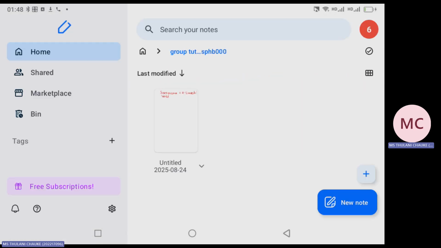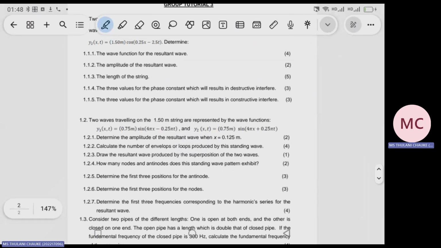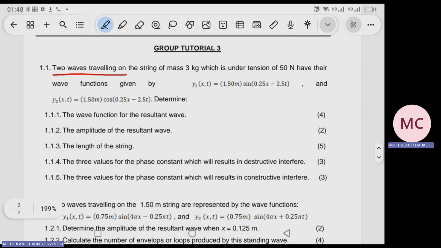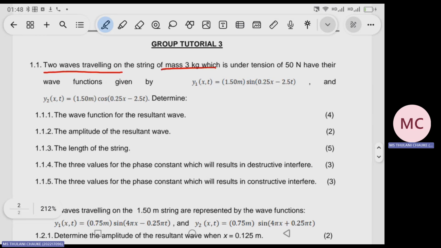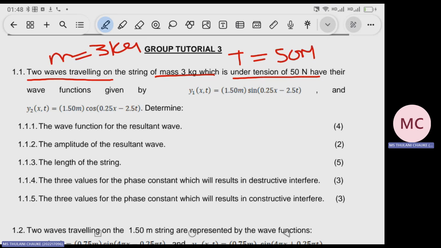So let's start here with those questions that you were given. The first question, they were given two sinusoidal waves traveling on a string of mass 3 kg, which is under the tension 50 Newton. So given the tension as 50 Newton and given the mass as 3 kg, they have their wave functions given by this equation and this equation.